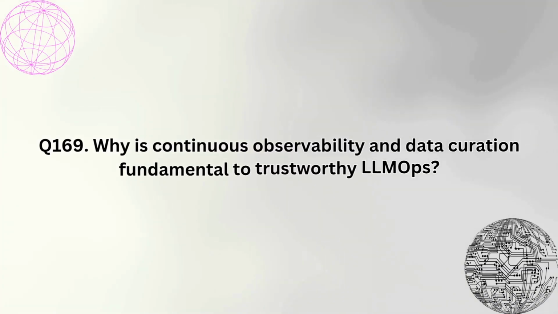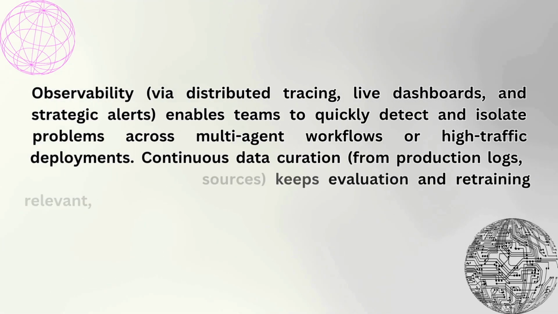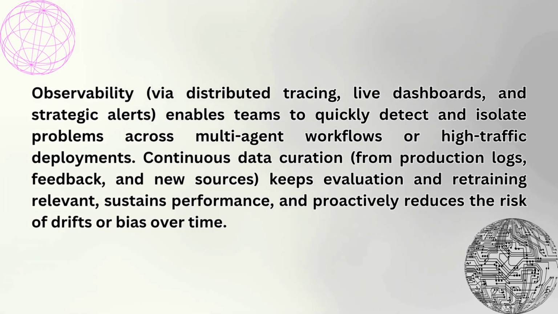Why is continuous observability and data curation fundamental to trustworthy LLM Ops? Observability, via distributed tracing, live dashboards, and strategic alerts, enables teams to quickly detect and isolate problems across multi-agent workflows or high-traffic deployments. Continuous data curation from production logs, feedback, and new sources keeps evaluation and retraining relevant, sustains performance, and proactively reduces the risk of drift or bias over time.